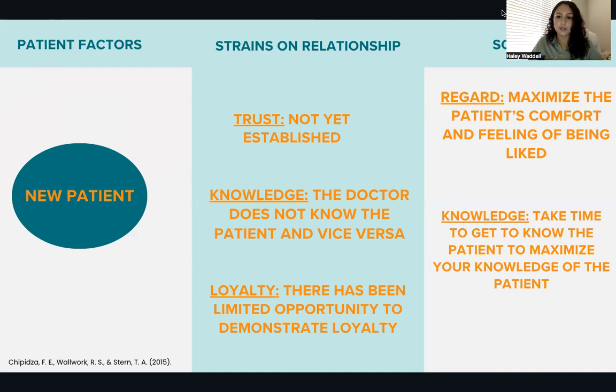So some solutions to establish a relationship with them is to maximize the patient's comfort and feeling of being liked, cared for, and heard. That 7 seconds is important for you to come in and make it seem like you want to know them, you want to know where they came from, you want to help them and make them feel comfortable, and establish that rapport with them. Like, hey, how are you? What's your name? Where are you from? Get to know them as a person and not just a patient.